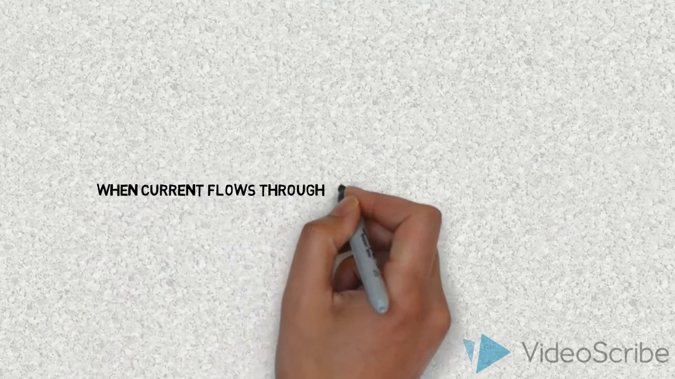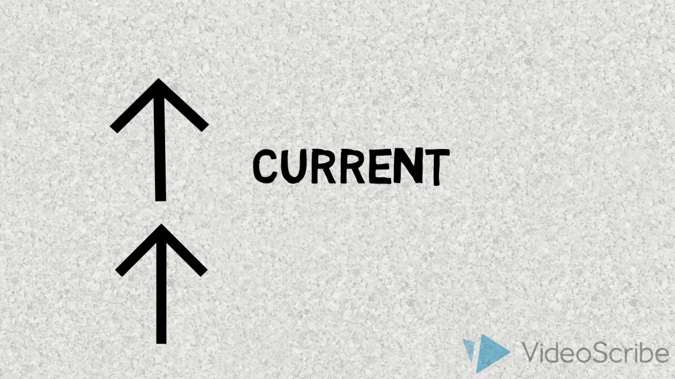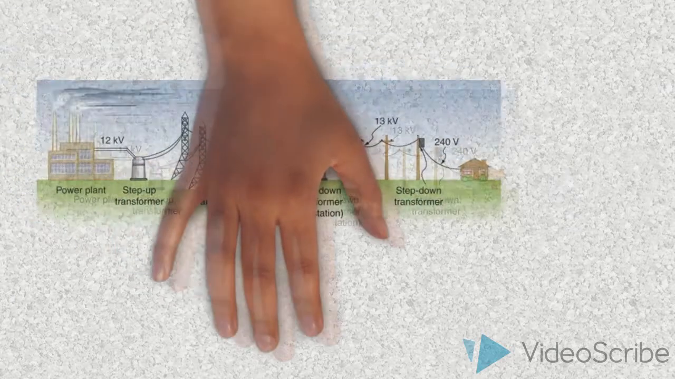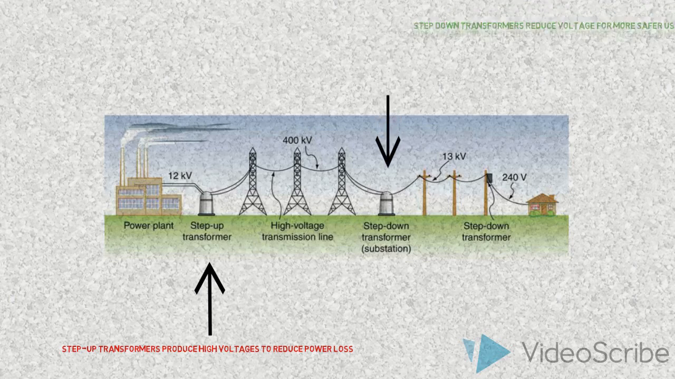How does this work? When a current flows through a wire, some energy is lost as heat. The higher the current, the more power is lost, and this goes by the formula P equals I squared R. Step-up transformers at power stations produce the very high voltages needed for transmission lines, as high voltages improve efficiency by reducing power and heat losses in power lines. This also requires a step-down transformer, as high voltages are too dangerous for use in homes. Therefore, a step-down transformer is used to reduce voltage to safe levels.